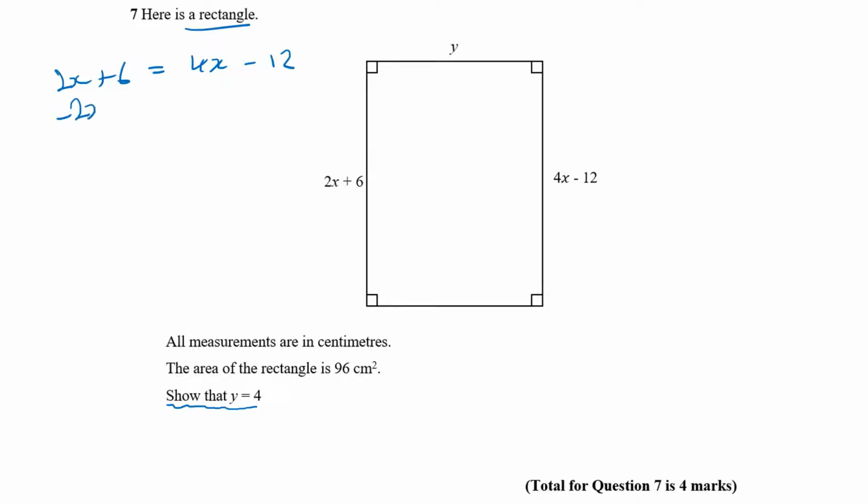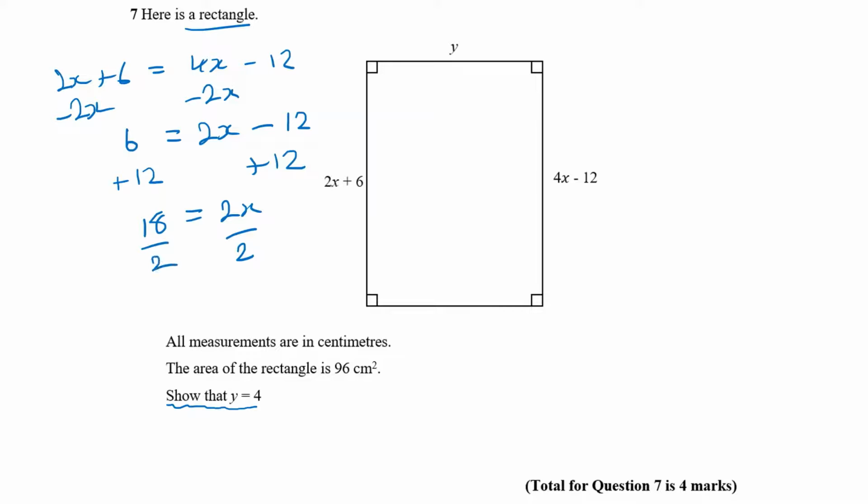So if we subtract 2x's from each side, we've got 6 left on the left hand side of our equation, and 2x's on the right hand side, subtract 12. Now we want to get the 2x term by itself, so I can add 12, as the inverse of subtract 12, to both sides. Get 18 on the left and 2x's on the right. Then I've got 2 times x, so I want to get the x by itself. I can divide both sides of my equation by 2 to get 9 equals x.